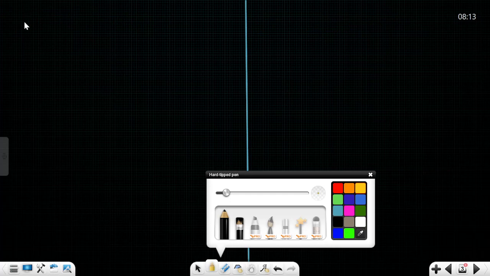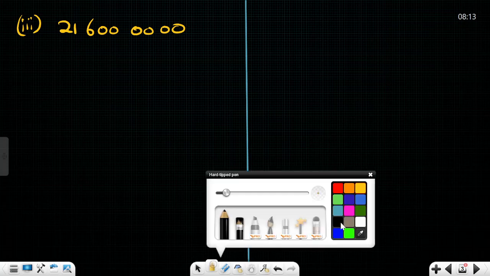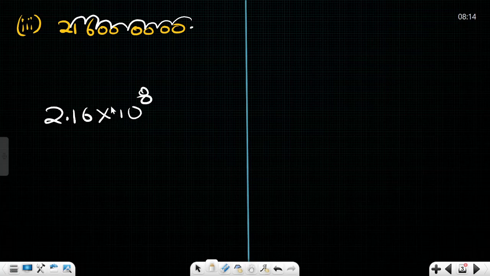Third question. I will teach you 4 questions and then from there you can go ahead. It is given 216000000. This is the number given to you. Now if you want to write it in scientific notation, I want my point to be here. I want to shift it 1, 2, 3, 4, 5, 6, 7, 8 places backward. That is 2.16 into, since I brought my point 8 places backward, I have to put it back 8 places. So 2.16 into 10 power 8. Is this clear?